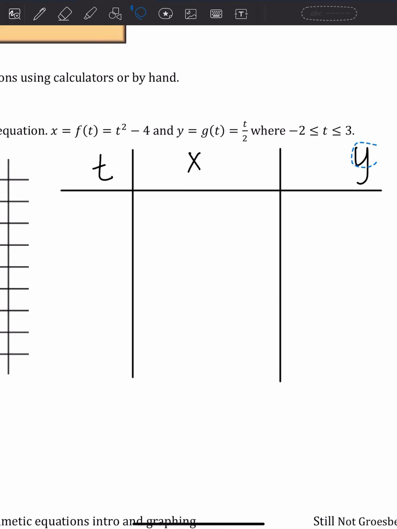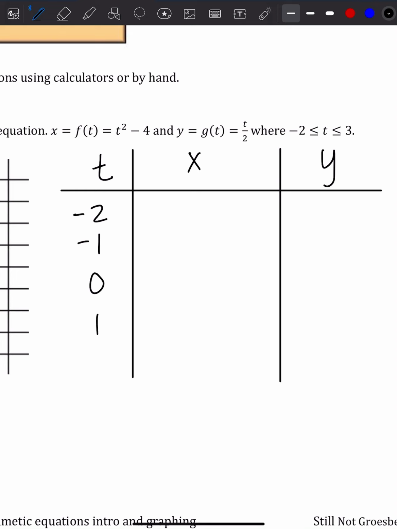So what we're going to do first is mark in what t values we're going to be looking at. We're going to look at -2 to 3. So I'm going to do -2, -1, 0, 1, 2, 3 for our values here. I'm going to focus on one equation at a time. So I have t squared minus 4. So we plug in t for t squared minus 4. So -2 squared minus 4 is going to give us 0. -1 squared minus 4 gives us -3. 0 squared minus 4. 1 squared minus 4. 2 squared minus 4. And 3 squared minus 4.